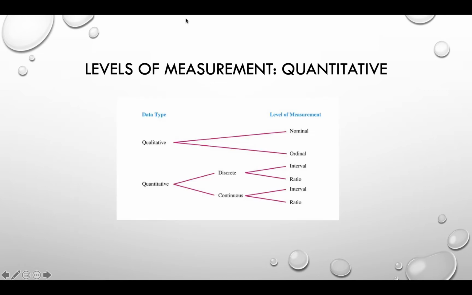All right, so this is just breaking it down for you, showing you that the levels of measurement with qualitative, as I mentioned, are nominal and ordinal. And then the first breakdown for quantitative is discrete and continuous. But discrete and continuous data can be either interval data or ratio data. So we want to talk about the difference between interval versus ratio.